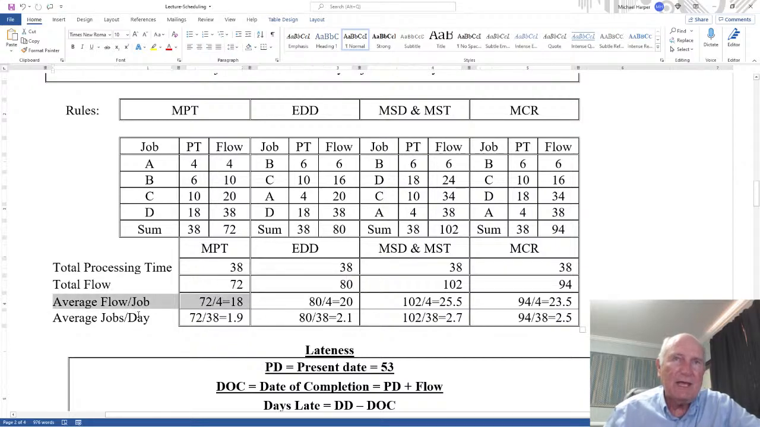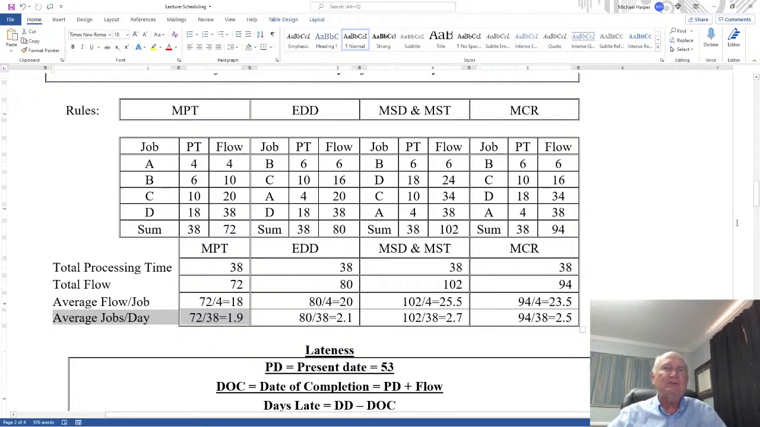Well, how many jobs per day? If I take 72 and divide by the actual processing time of 38, the average is 1.9 jobs per day. So notice 72 is in the numerator on each one of these, total flow. So the total flow is in all three of these metrics.